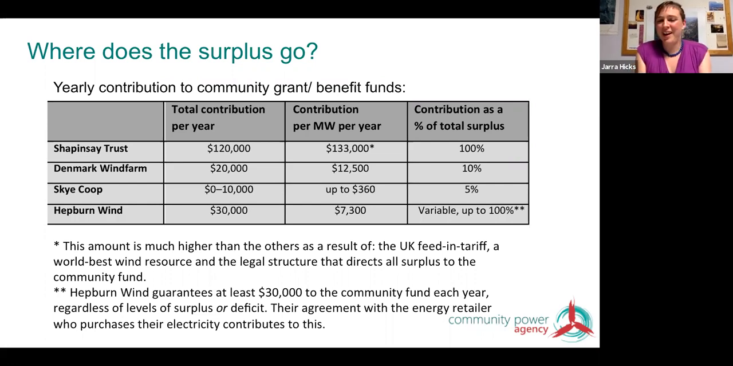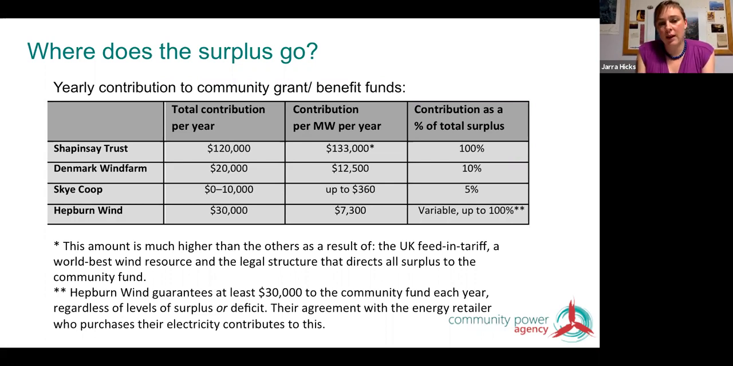Sky Co-op, they had the opportunity to distribute some of their surplus as a community benefit, but most years they've actually just returned it all to their members instead. Hepburn Wind has a commitment to contribute $30,000 a year to their community benefit fund. And, you know, in some years when they haven't made as much money as they projected, that's actually been a really significant portion of their income.